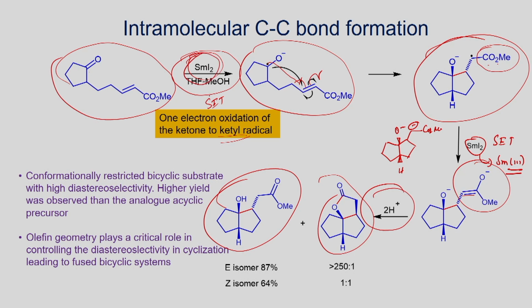Samarium has been well explored. Samarium iodide has been widely used for the cyclization of keto compounds. Here it can give one electron, transform to the ketyl radical, and it will be samarium 3. Once you form this radical, it can undergo reaction, and you get this carbon-centered radical, which can be stabilized by the ester group. This can be converted into a carbanion by single electron transfer process, where samarium is oxidized to samarium 3. Once you have the carbanion, when you do the workup, you can protonate, and you get this bicyclic compound as the product.